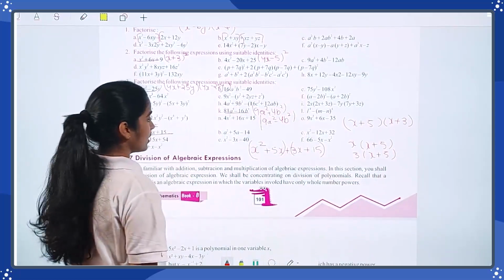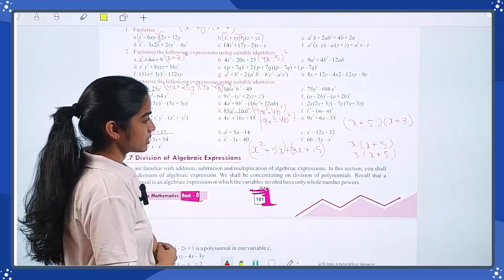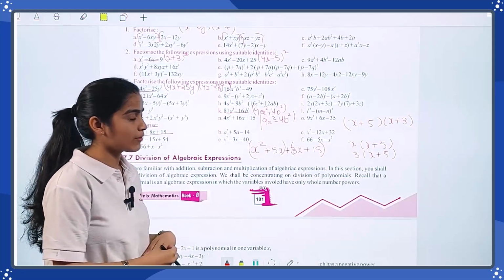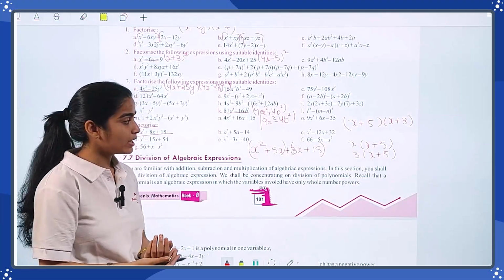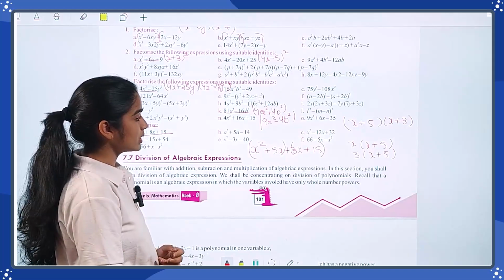Okay. Next we have x square minus 12x plus 32. So in that case what you have to do is find two numbers: when you multiply them, you get 32, and when you add them, you get 12.